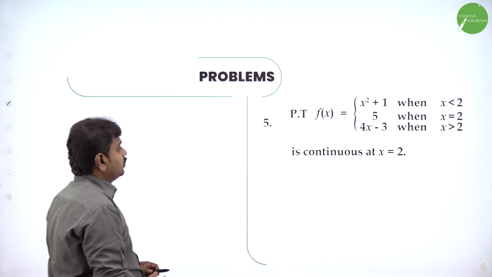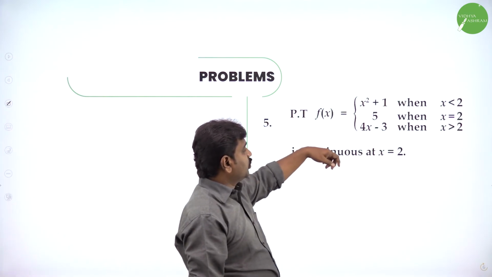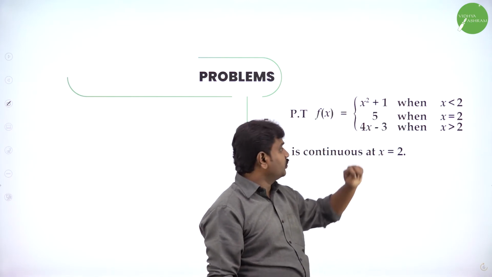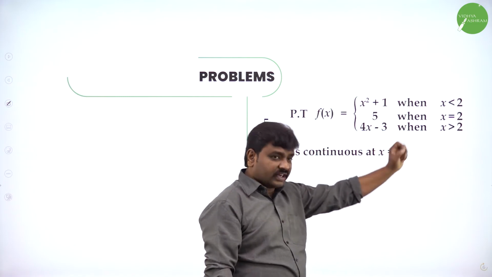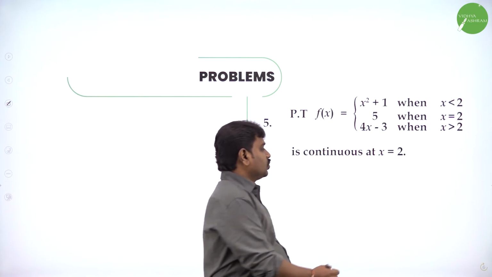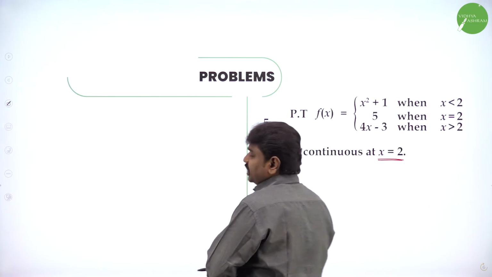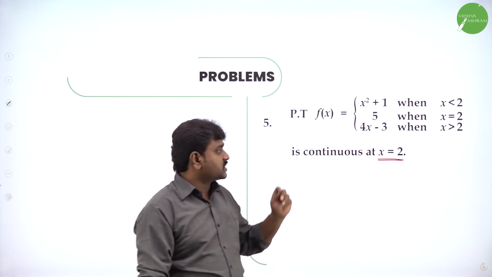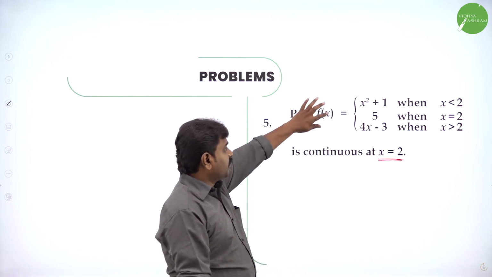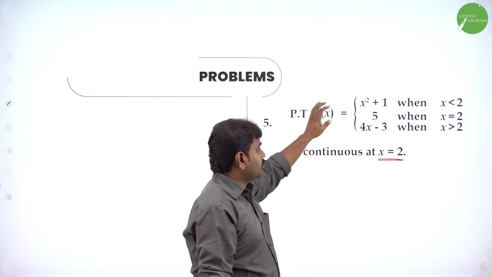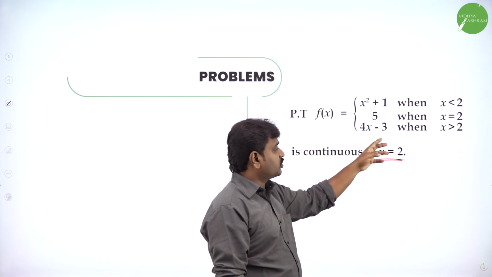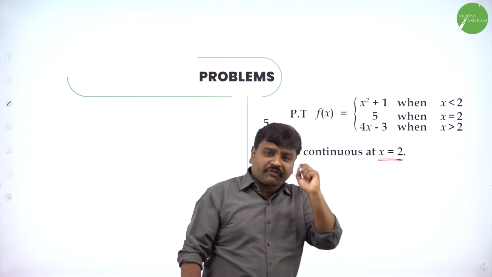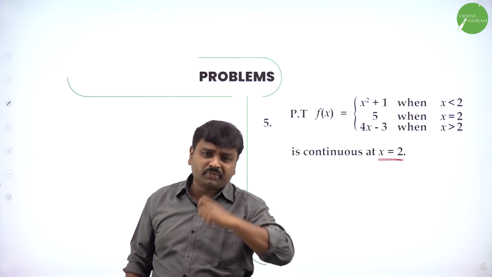Next we have: prove that f of x equals x square plus 1 when x is less than 2, 5 when x is equal to 2, and 4x minus 3 when x is greater than 2, is continuous at x equal to 2. They want you to prove the function is continuous. See, we call this a piecewise function because f of x has more than one value. f of x can take x square plus 1, 5, or 4x minus 3 depending on the x values. If f of x has more than one value, we call it a piecewise function.